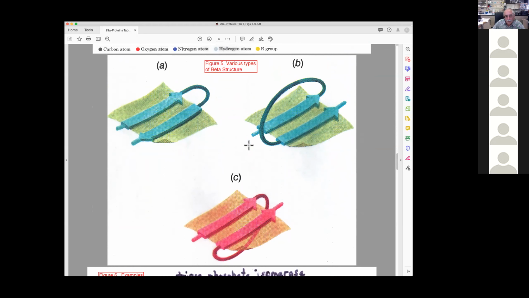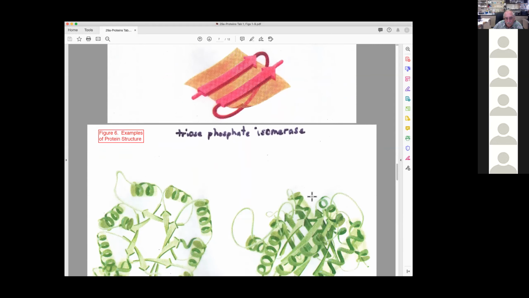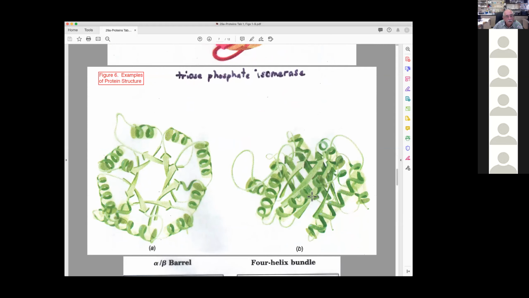But here's a couple ways that beta structure can be affected. Here's head to tail, here's head to head, and here's also head to head. Okay. So there's different kinds of loops that can happen to get beta structure. And then before we get too far, let's look at the protein structure of an enzyme.